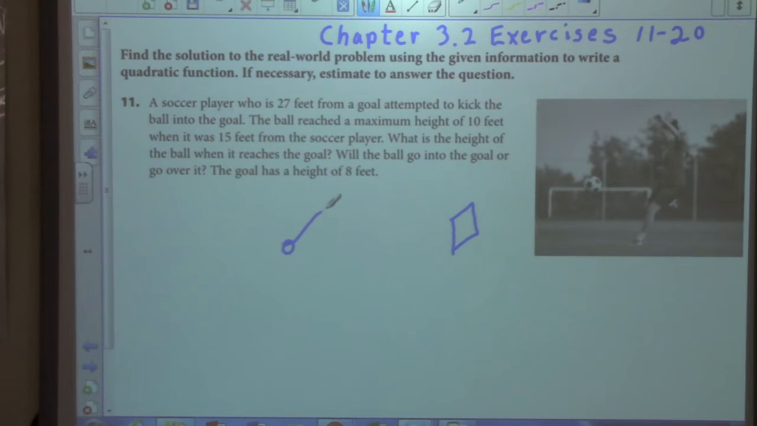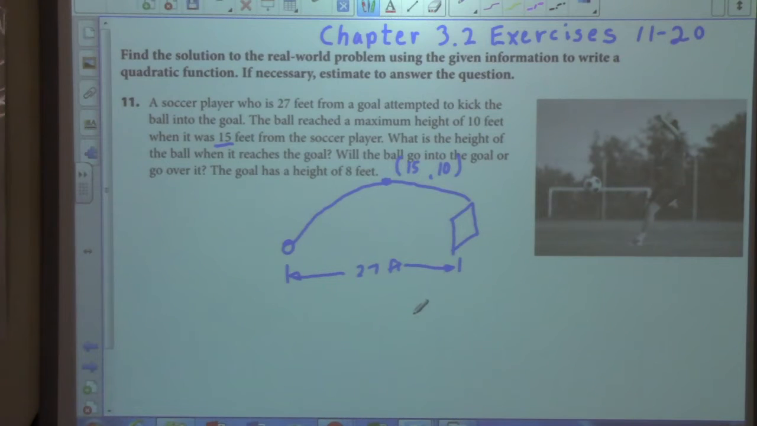Here the ball is going to go in some kind of a path, and the ball reached a maximum height of 10 feet. So here we have 27 feet away, and we have our maximum height of 10 right here. And when it was 15 feet away from the goal, so if we put 15 up here, that would do it for us.